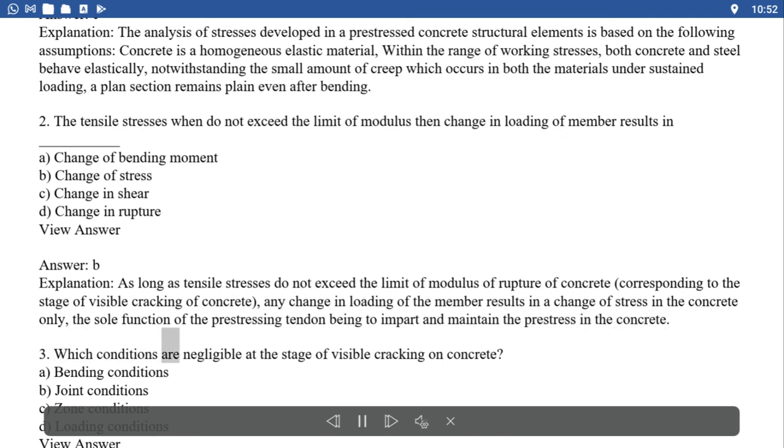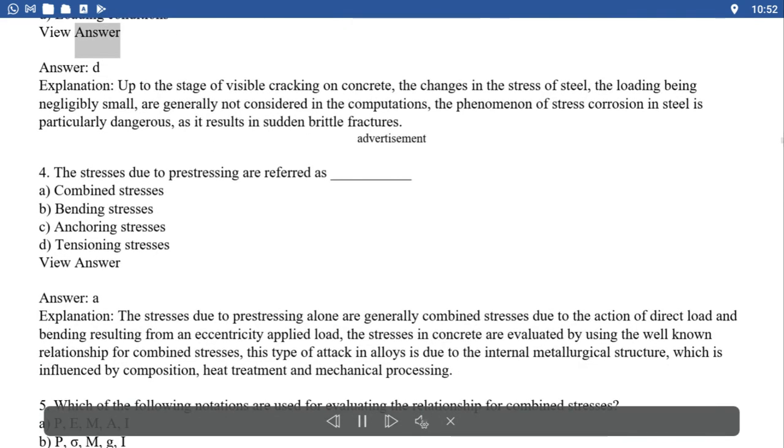3. Which conditions are negligible at the stage of visible cracking on concrete? A. Bending conditions. B. Joint conditions. C. Zone conditions. D. Loading conditions. Your answer. Answer D. Explanation. Up to the stage of visible cracking on concrete, the changes in the stress of steel, the loading being negligibly small, are generally not considered in the computations. The phenomenon of stress corrosion in steel is particularly dangerous, as it results in sudden brittle fractures.